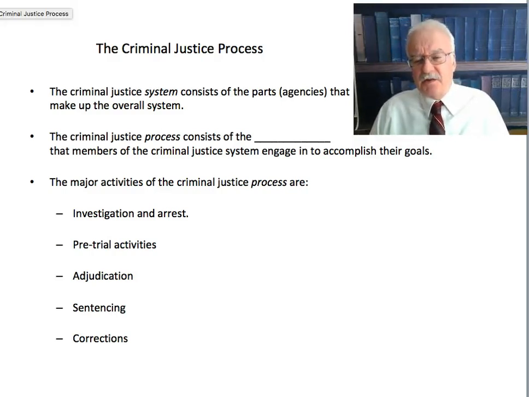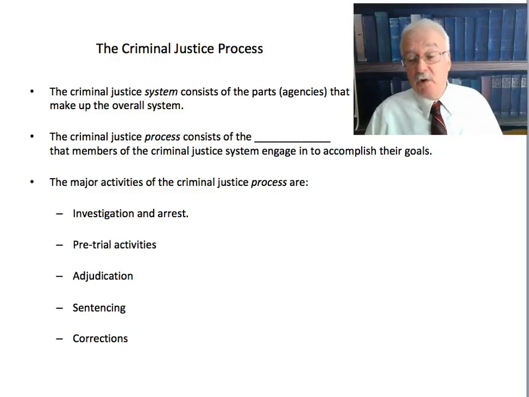Now, the criminal justice system consists of the parts or agencies that make up the overall system. And we went over that in Part 1 of this lesson: the police, the courts, probation, corrections, parole. However, the criminal justice process is different. The process consists of the activities that members of the criminal justice system engage in to accomplish their goals. These major activities or processes are investigation and arrest, pretrial activities, adjudication, sentencing, and corrections.